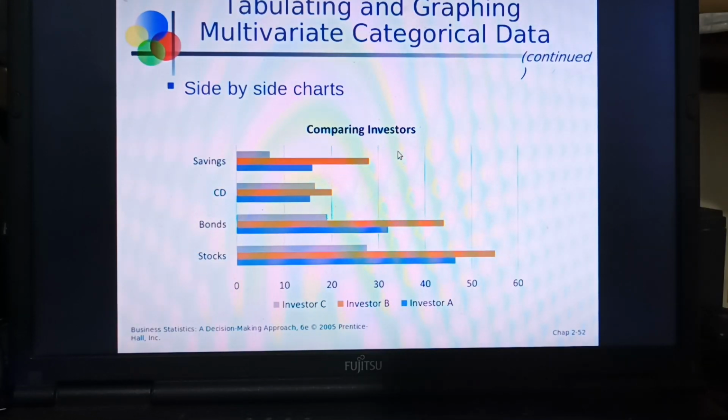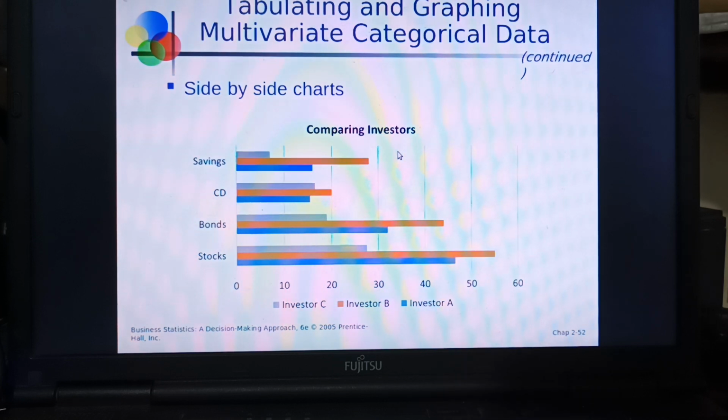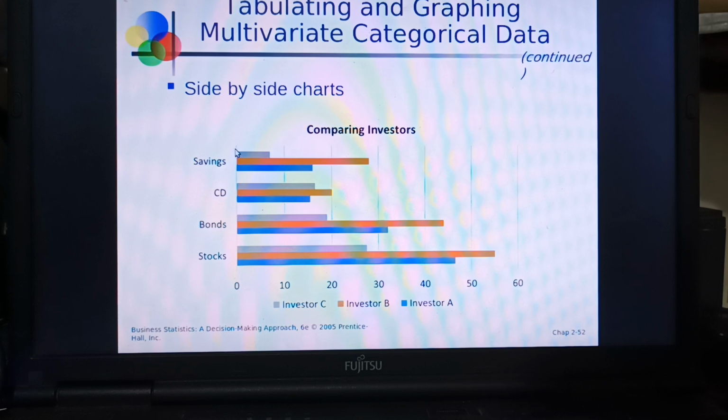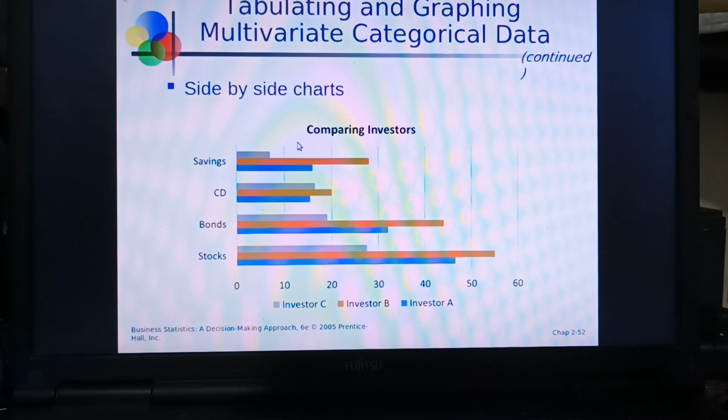Now, graphing the three investors under the same categories: savings, CD, bonds, and stocks. And this is for investor C, the gray, investor B, the orange, and investor A, the blue. So visually we can easily tell which one is higher or which one is lower.